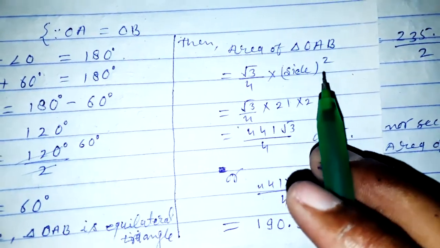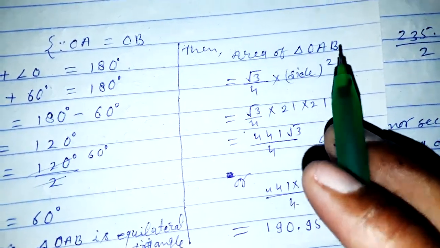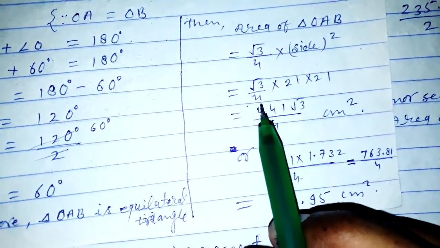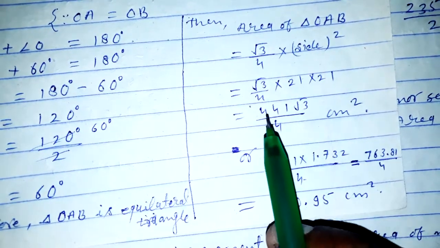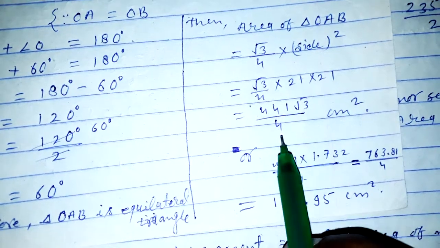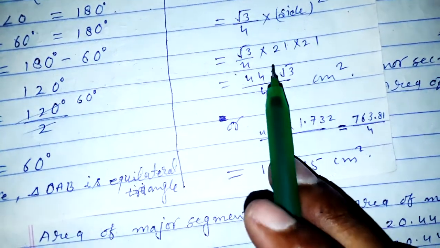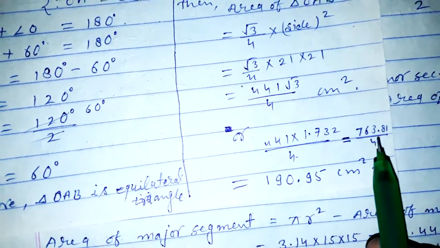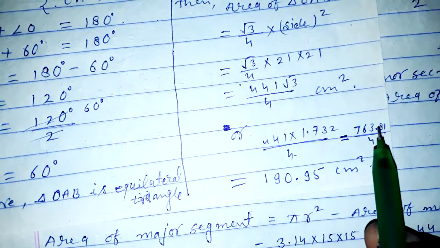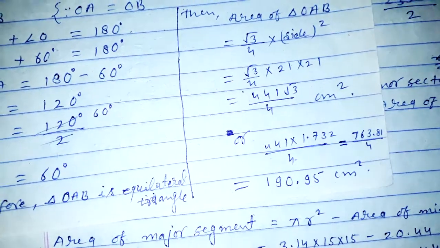So we also know that area of equilateral triangle is root 3 upon 4 into side square. So root 3 upon 4 into 21 into 21. 21 into 21 is 441, and root 3 upon 4 centimeter. Further solve this value. So the value of root 3 is 1.732 divided by 4. So multiplying this value, this is 190.95 centimeter square.